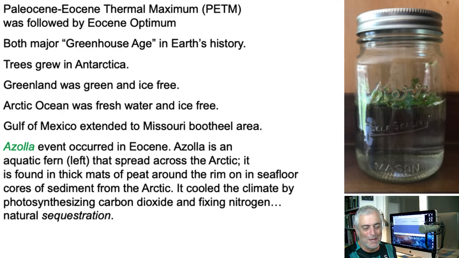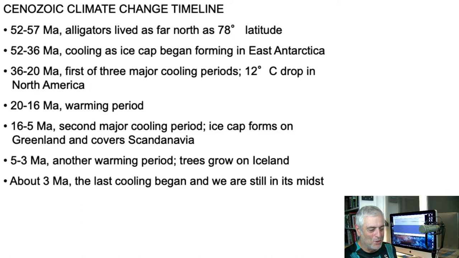Okay, one more time to tell you some of these things. I put numbers on it this time, between 52 and 57. I'm just going to leave it at that, because you've already been exposed to some of these climate changes that have occurred. Okay, I'll give it to you quickly here. There were alligators that lived in Missouri, among other places, all the way up to 78 degrees north latitude. Between 52 and 36, the cooling began, and the East Antarctica ice sheet began to grow at that time, and so the glaciers began to move and push sediments out of the major valleys into West Antarctica, and that's where some of this tree material was that I got to see in Antarctica.